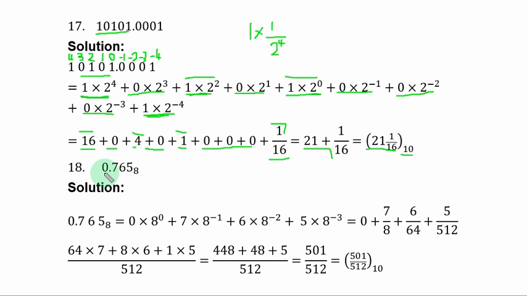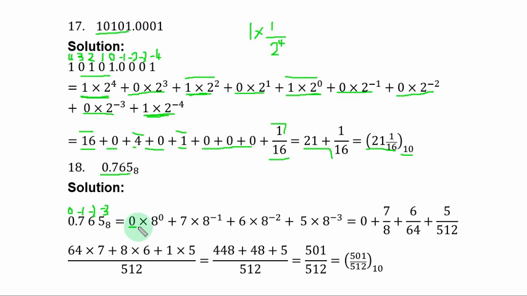Example 18, you have 0.765 base 8. You should convert it to base 10. The same approach. The position of 0 here is 0. From the point to the right, we have minus 1, minus 2, and minus 3. You multiply each digit by the base number 8, and you attach the position value to 8.